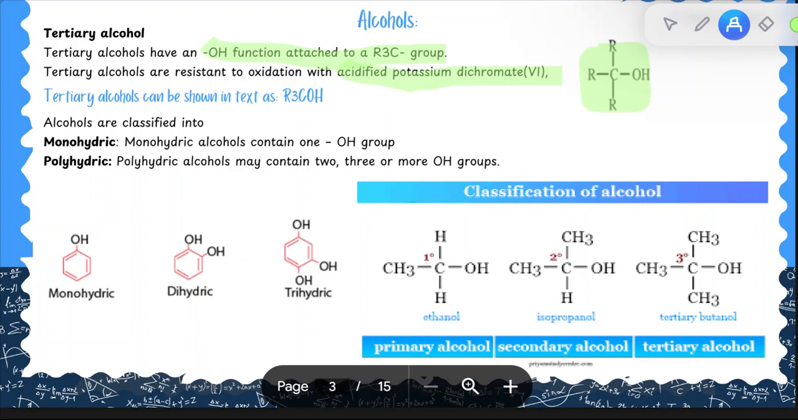So alcohols are either classified into monohydric alcohols जिसमें एक OH ग्रुप होता है या polyhydric जिसमें दो, तीन या उससे ज़्यादा OH ग्रुप्स हो सकते हैं. So this is a monohydric, this is a dihydric alcohol because obviously it has two. This is a trihydric one. ठीक है, and then you have your diagrammatic representations of ethanol, which is a primary alcohol, isopropanol, which is a secondary one, and tertiary butanol, which is a tertiary alcohol.